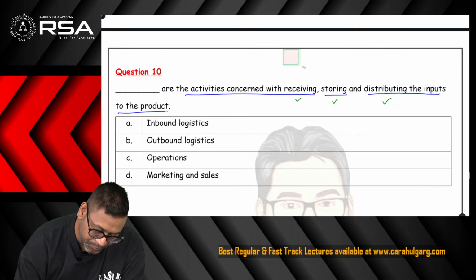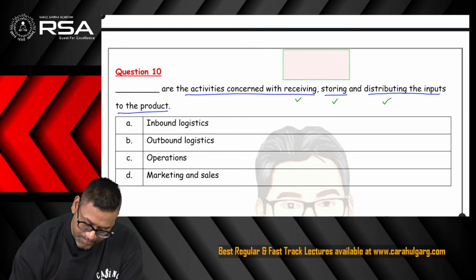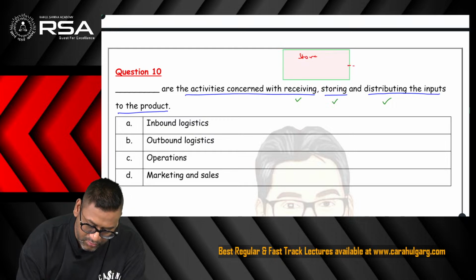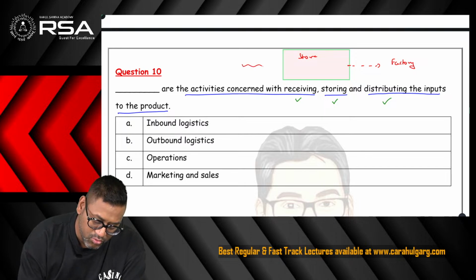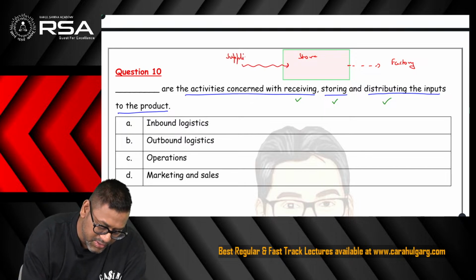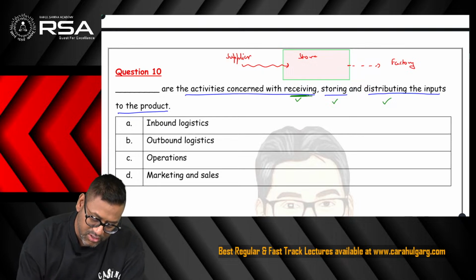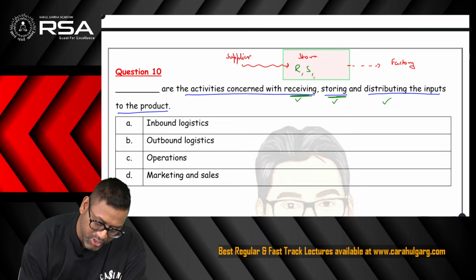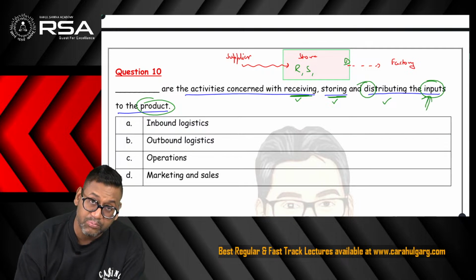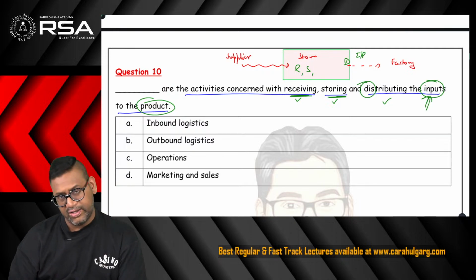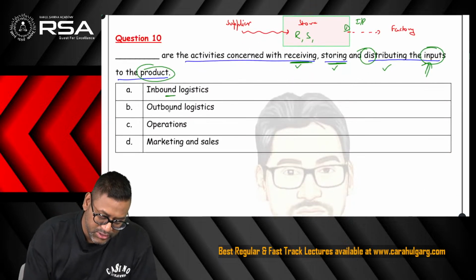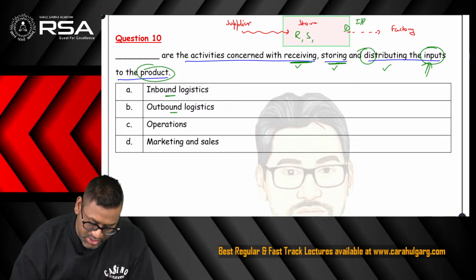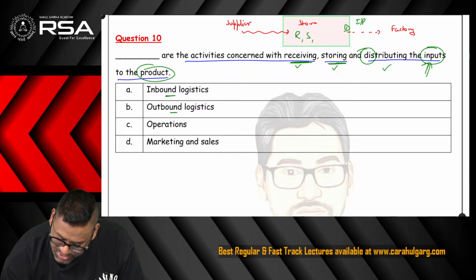For example, this is the store, and from this the material shall move to the factory, and the goods are coming into the store from the supplier place. So it is saying receiving first of all, then storing and then distributing the inputs to the product. It's talking about the inputs. That's the keyword, inputs. So we are sending the inputs to the factory. Which one of these best describes this? Option 1 is inbound logistics, then outbound logistics, then operations, or marketing and sales. Tell me, ji, which is the correct answer?